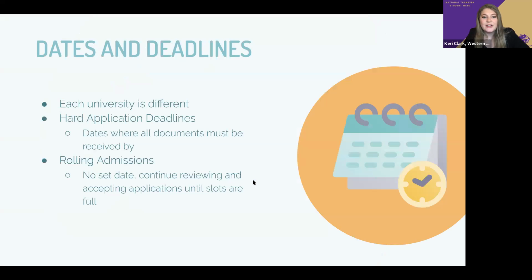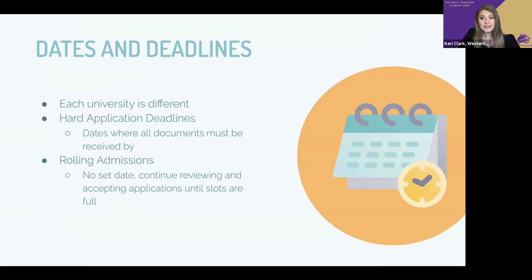So we are going to go ahead and start with dates and deadlines. These are absolutely critical when it comes to the admission process. Each university is different with their dates and deadlines, so be sure you are in communication with the admissions office concerning what dates you need to have everything in by. Some schools will have what's called hard application deadlines, which are deadlines where all documents must be received by. Those are usually not very flexible.